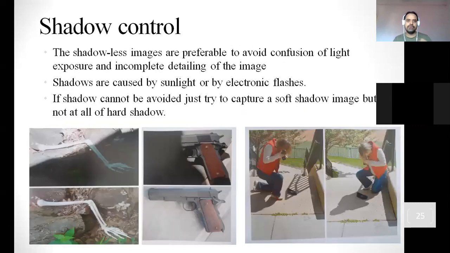So here one more important thing is shadow control. With the figures you'll be able to easily understand what this word shadow control means. Shadowless images are preferable to avoid confusion of light, exposure, and incomplete detailing of the image. Shadows are caused by sunlight or by reflection and flashes. If a shadow cannot be avoided, just try to capture the image without allowing a hard shadow.